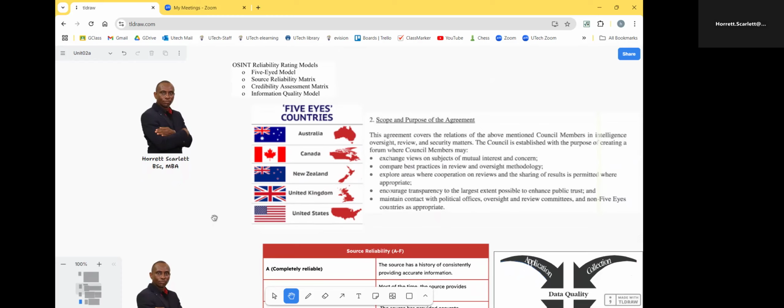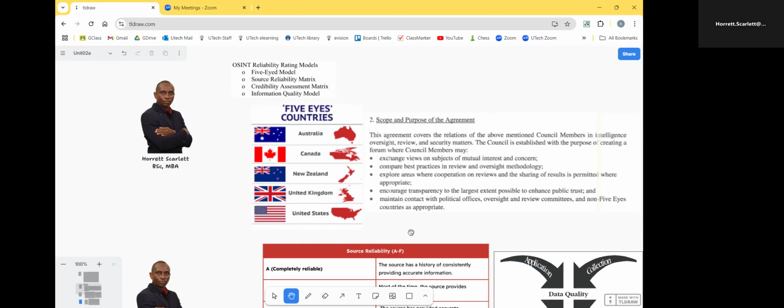Well, there were 5 countries that came together and they kind of signed an agreement that indicates how they would operate with each other with respect to sharing data. So the countries were Australia, Canada, New Zealand, United Kingdom, and the United States. And I think this was actually signed in about 2017.